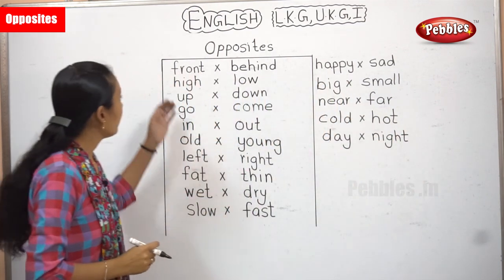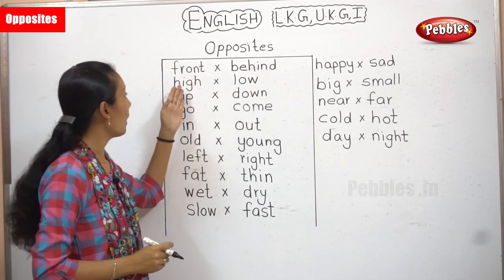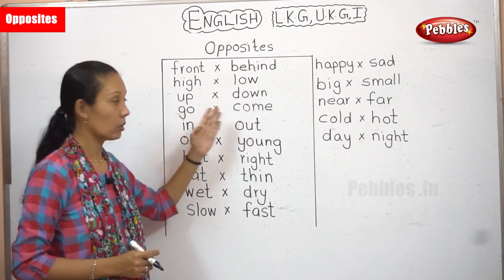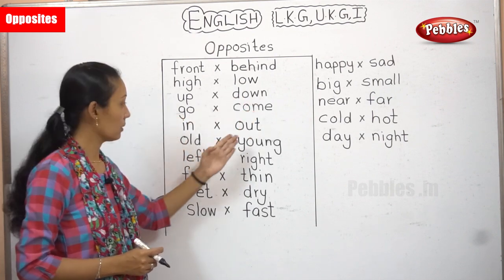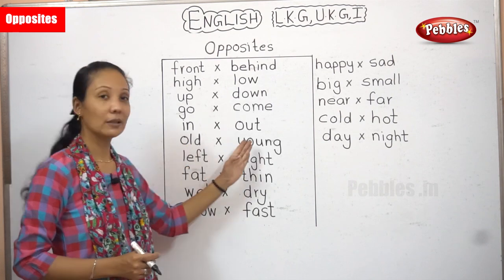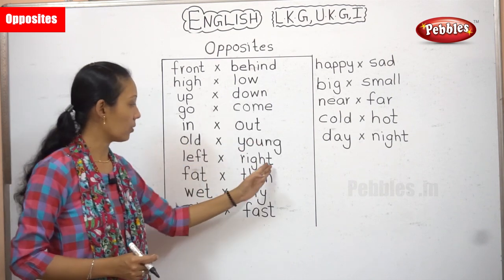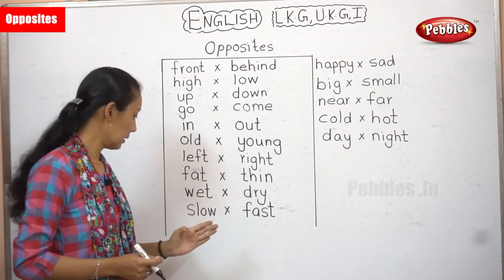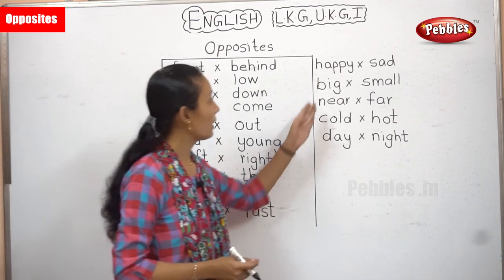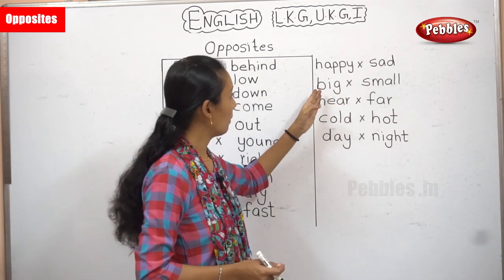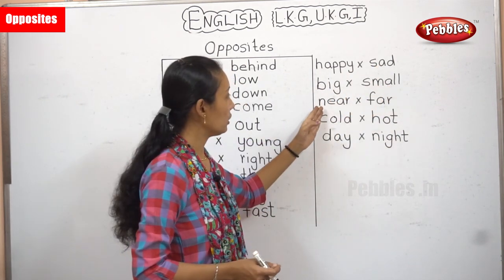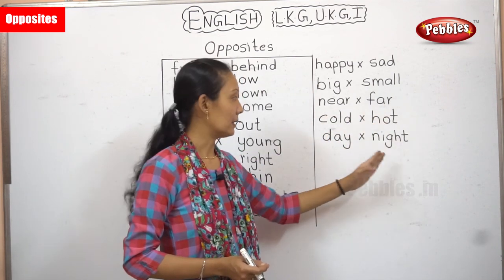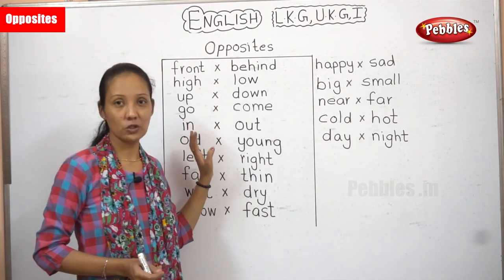Alright. Now front, behind, high, low, up, down, go, come, in, out, old, young, left, right, fat, thin, wet, dry, slow, fast, happy, sad, big, small, near, far, cold, hot, day, night. So these are a few opposites that you have learned today.